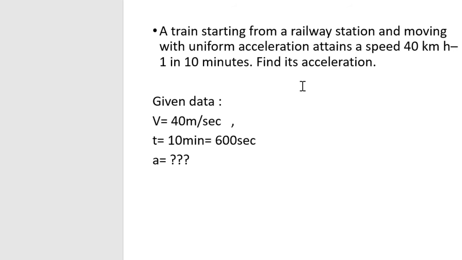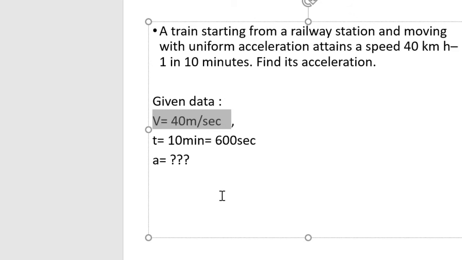You know that a train is starting from a railway station and it attains a speed of 40 kilometers per hour, right? So the final speed that it attains should be 40 kilometers per hour, not 40 meters per second. And you know the time is also given. You have to calculate the acceleration.